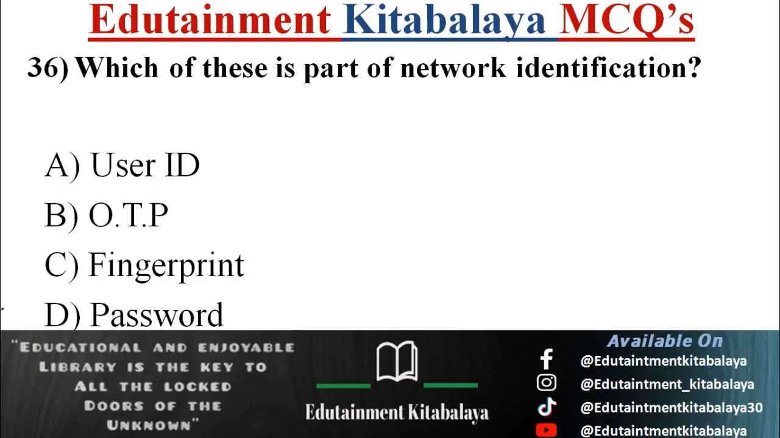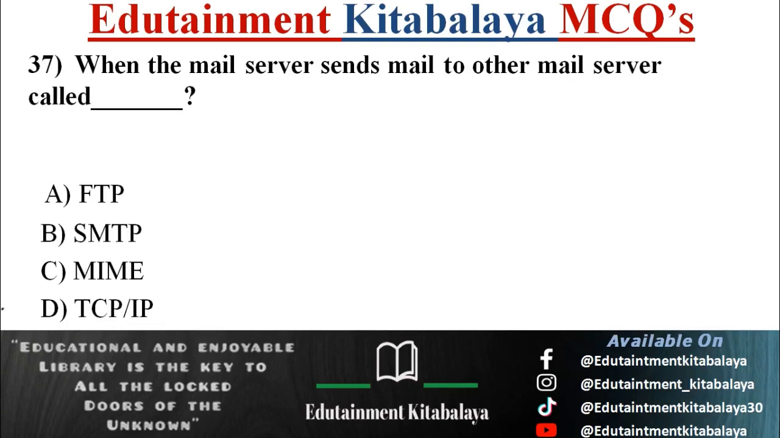Question number 36. Which of these is part of network identification? A. User ID. B. OTP. C. Fingerprint. D. Password. Correct answer is A. User ID.